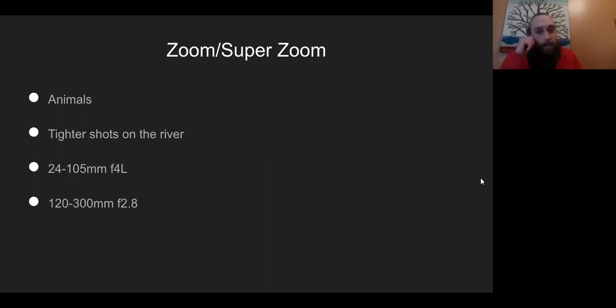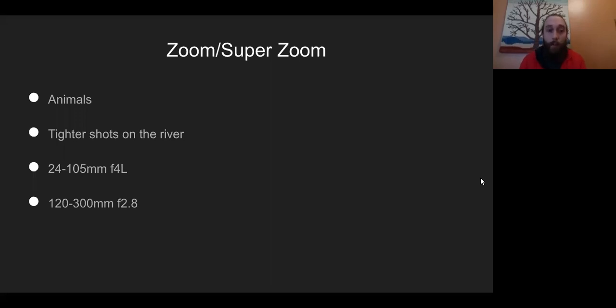I love zoom lenses for taking photos of paddlers so that I can get right up on them while they're on the river, and I'm not having to stand in the riverbank or anything like that. I can stay back safely on shore and not have to worry about my camera gear getting splashed or anything like that. But still getting these really tight, detailed shots of a paddler.